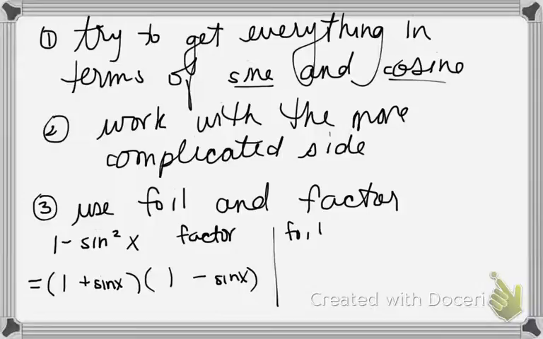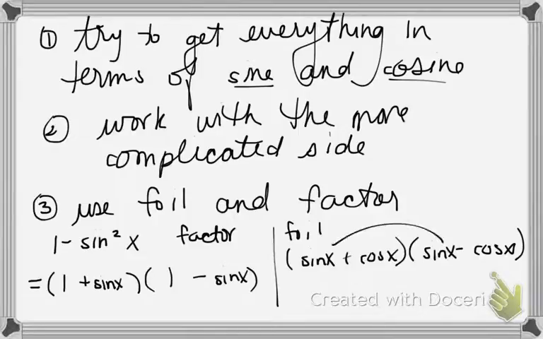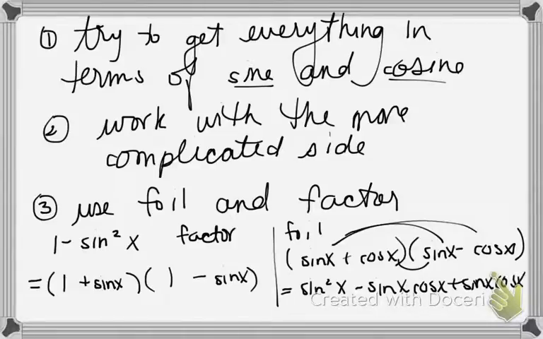We can also FOIL. If I have something like sine x plus cos x times sine x minus cos x, I can go ahead and actually FOIL this out. So we'll do sine times sine, which is sine squared x, sine times cosine, cosine times sine, and then we'll get negative cos squared x, and these actually end up canceling out. This guy and this guy are the same, so I end up with sine squared x minus cos squared x.